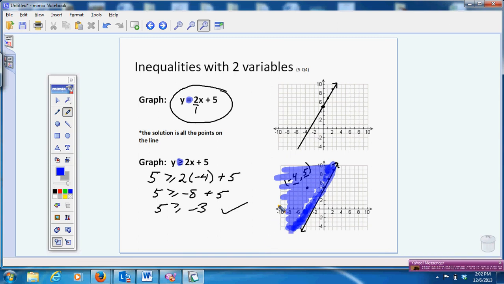Okay? Now, if you have it in the form of y equals, you can always shade above or below depending on the inequality. If y is greater than or greater than or equal to, you shade above the line. If y is less than or equal to, you shade below the line. Let's continue.